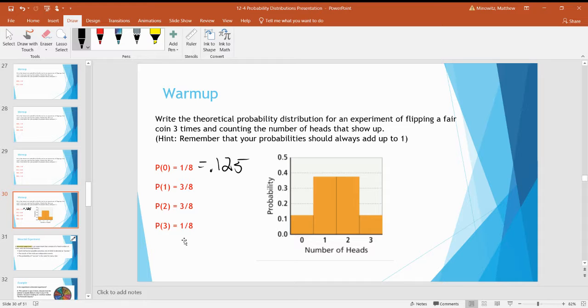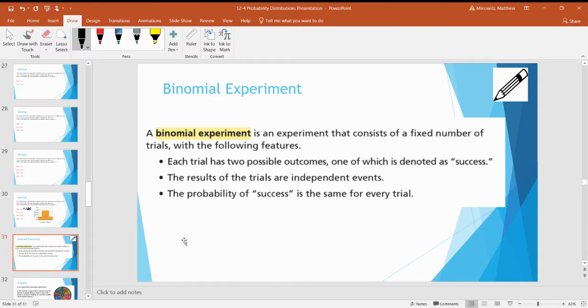Now, flipping coins is a good example of a binomial experiment. So we're going to learn about binomial experiments today. A binomial experiment has a fixed number of trials, so we're going to repeat something a certain number of times. Each trial has 2 outcomes: a success and a failure. That does not mean that we can't have something that has 4 options. We just have to decide what is success, and everything else is failure. For example, if I roll a die, I could say that the number 1 is a success and everything else is failure.